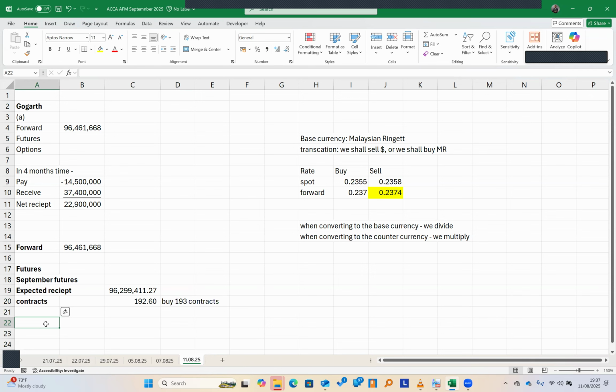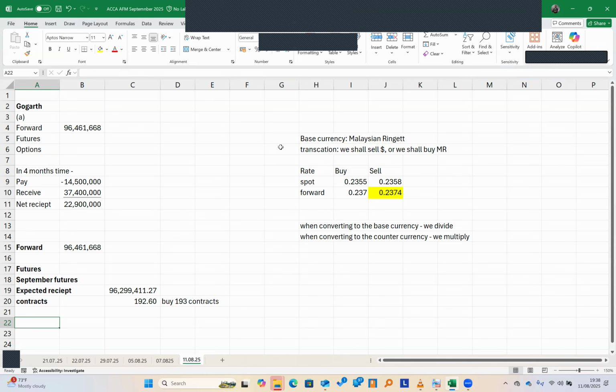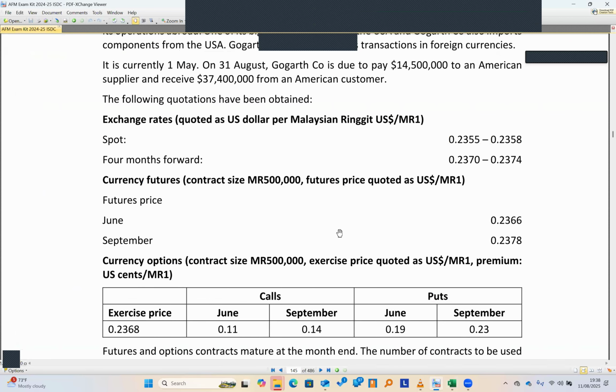Now, from there, as I said, since we are going to buy this transaction, yes, Joshua. I was just checking, where is that 96,299,411 coming from?